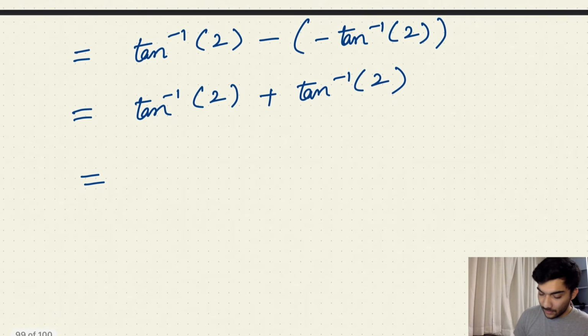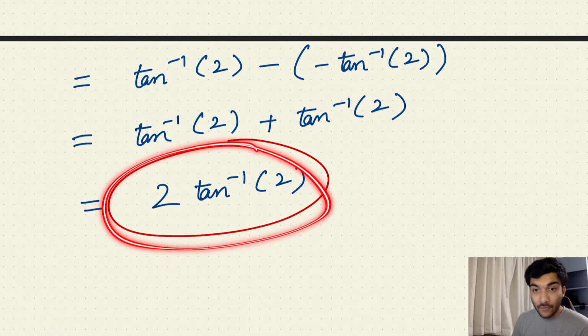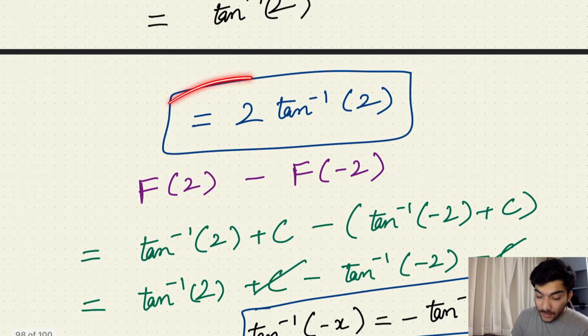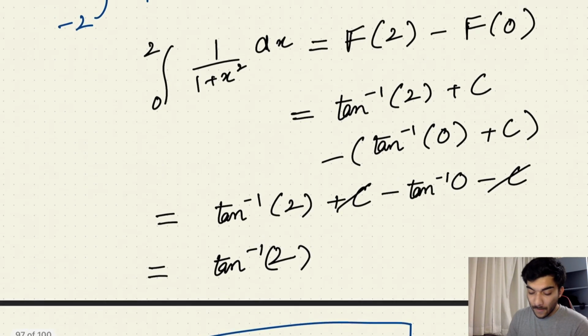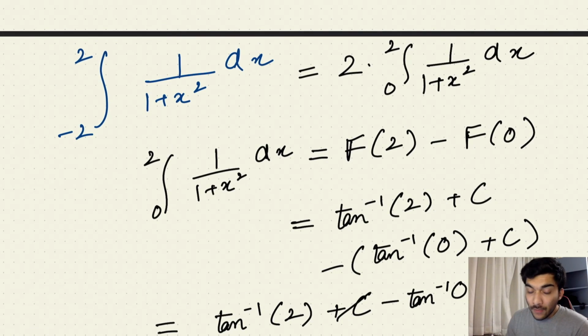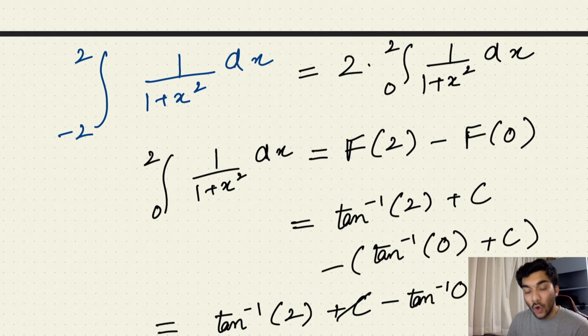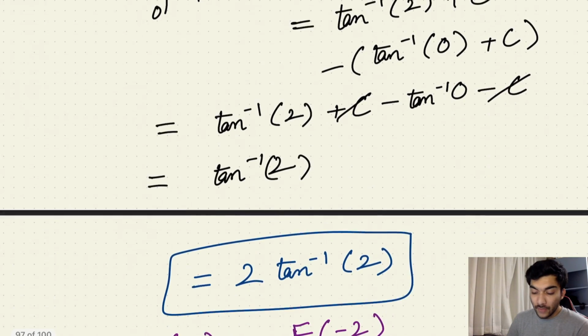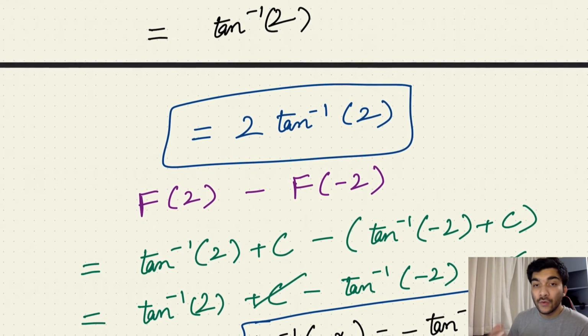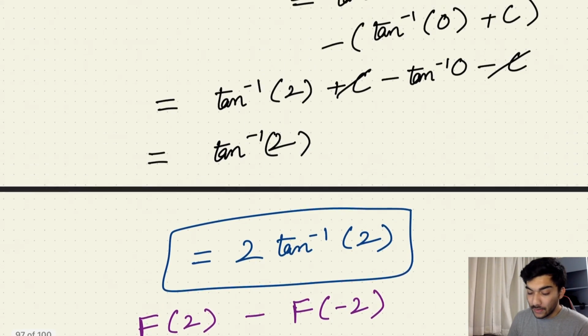And you'll notice one more thing. This answer is 2 tan inverse 2, and the answer that we calculated by following the right hand side is also 2 tan inverse 2, right? And that is only because 1 upon 1 plus x square is an even function. So it doesn't matter if you evaluate the left hand side or the right hand side, they will always be equal. So in this video, unknowingly we covered two important concepts of definite integrals.